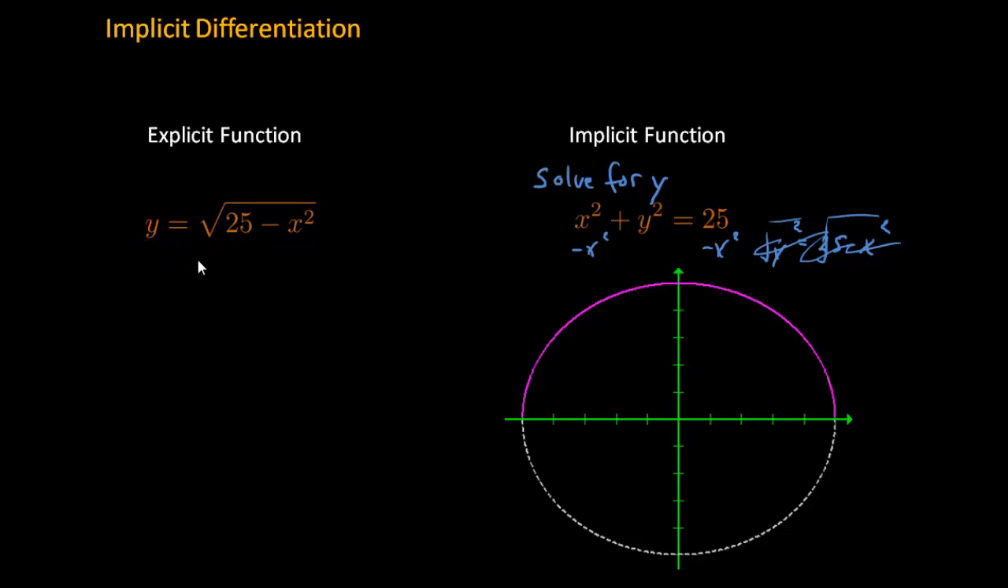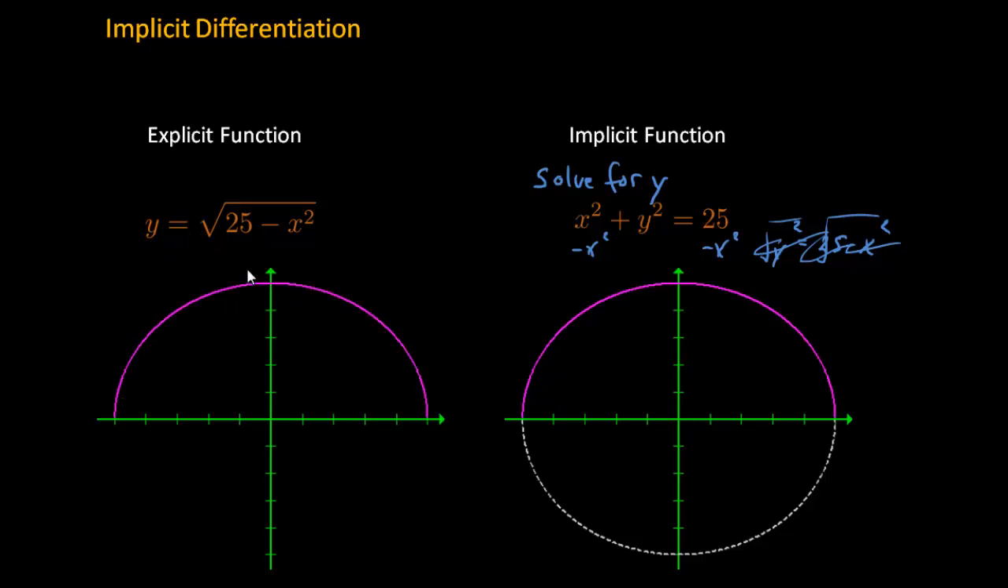Now when you actually graph this, you get the upper half, because you would actually have this plus or minus when you square root both sides, but that's not really a big deal at the moment. All I wanted you to see was that these two are actually representing the same thing, which is the circle. So explicit means that y is by itself, solved for y.